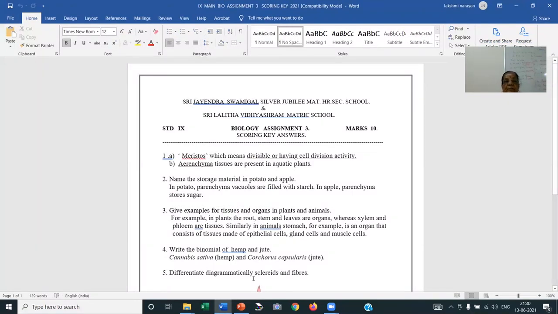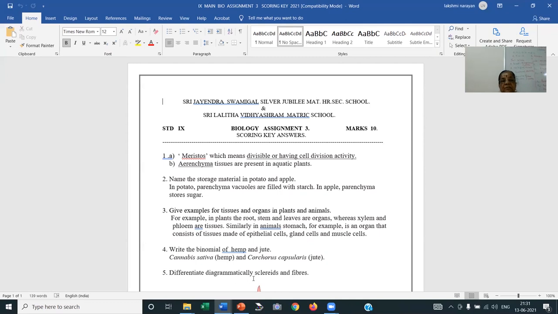Assignment 3. Meristos means divisible or having cell division activity. And parenchyma tissues are present in aquatic plants.